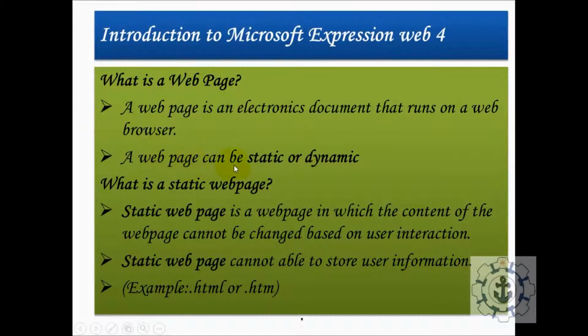A web page can be static or dynamic. Let me see what is static first. What is a static web page? A static web page is a web page in which the content cannot be changed based on the user interaction. If the website content changes based on user interaction, we call it dynamic. So what is static? The content of the web page cannot be changed based on the user interaction. If this is the condition, we can call it a static web page. An example of a static web page is HTML or .html files.